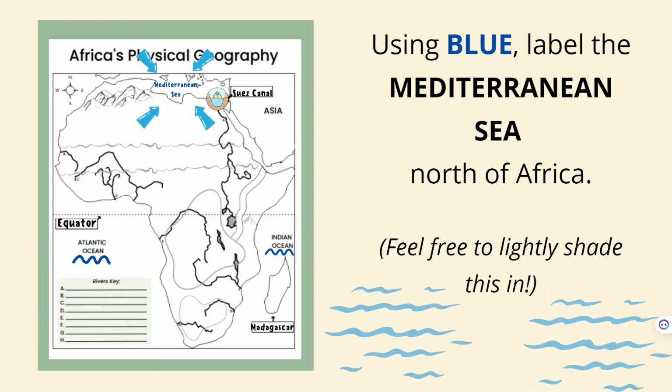We're going to continue using our blue colored pencil. You have two options at this point. You can either shade in the area and label it with your pen or pencil, or you can use your colored pencil to label the area. We're going to label the Mediterranean Sea. The Mediterranean Sea can be found just north of Africa. This body of water separates Africa, Asia, and Europe, and is connected to the Atlantic Ocean.